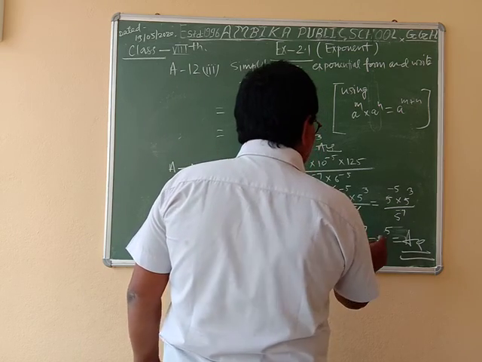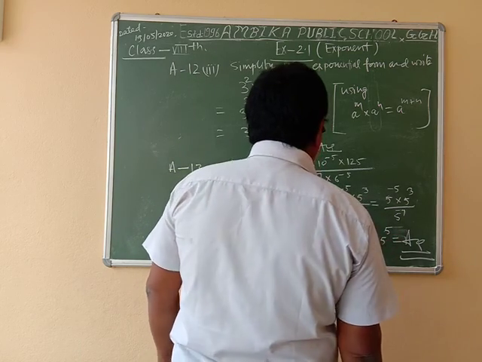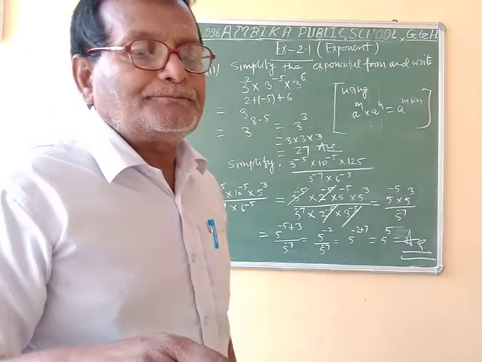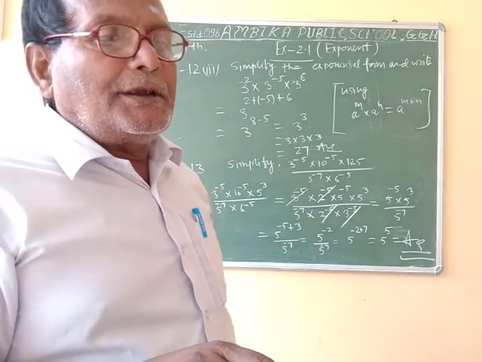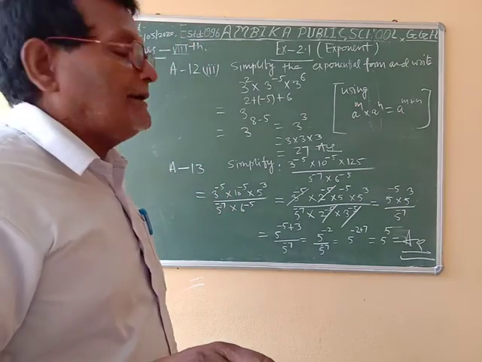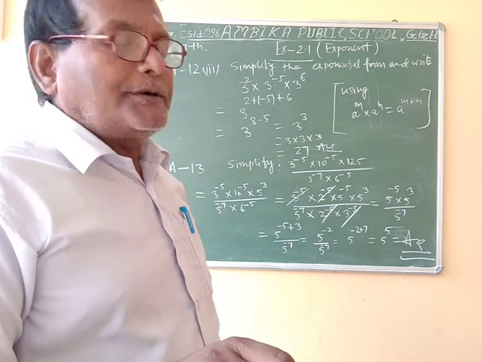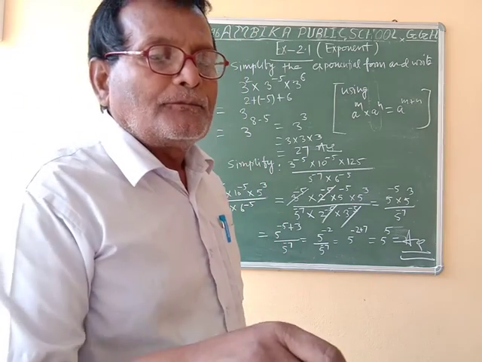Minus minus plus is equal to 5 to the power 5, answer. And similarly you will solve question number 14. It's very easy, and I am going to type 3 questions.